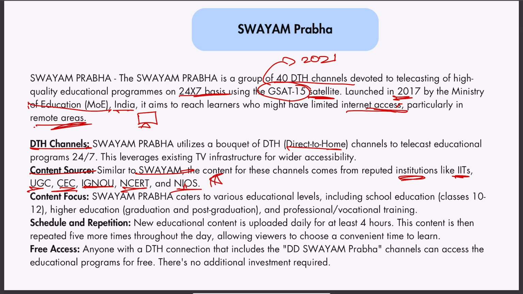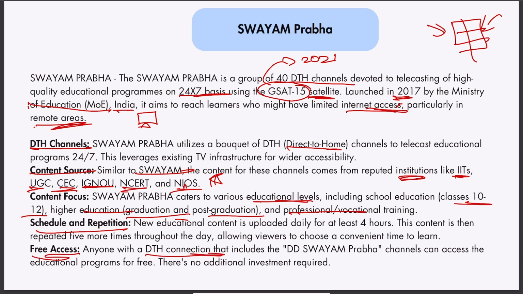Swayam Prabha caters to various educational levels from class 10, 12, higher education, graduation, post graduation, and even professional and vocational training. Schedule and repetition. So each of them has its own channel. When they are repeated is also there on the website, so you can go and check it out. It's free access. Anyone with a DTH connection, that includes DD Swayam Prabha, can access this educational content for free.